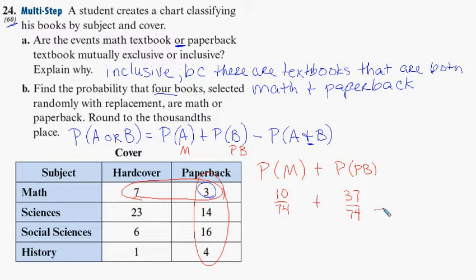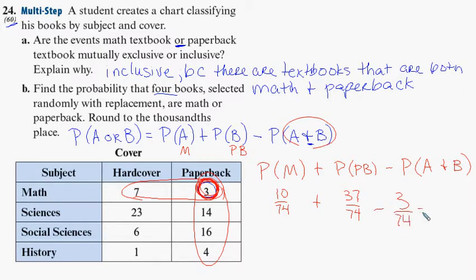Now we have a minus situation. What is the probability of A and B? Okay, well, how are we going to figure that one out? Well, that is going to equal 3. Okay, do you see, if we want it to be a math textbook and a paperback, that's going to be 3. So minus, so it's the probability of A and B. And in this case, we didn't have to do any multiplying because we didn't have to do any work. We were just given this information. Probability of A and B is 3 out of 74.